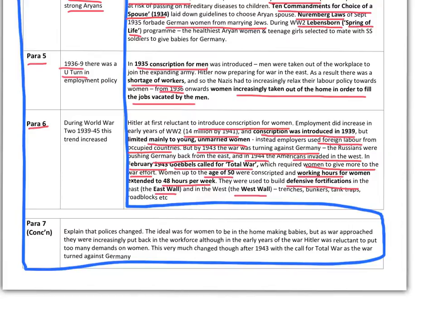Bring it together with a conclusion. Key thing is throughout the period 33 to 45, policies changed. The ideal when Hitler came to power was to be at home making babies, but as war approached, they were increasingly put back into the workforce. But in the early years of the war, Hitler was reluctant to put too many demands on women. But after 1943, with the call for total war, that very much changed. That hopefully will be really useful for you if a question comes up on women this year.